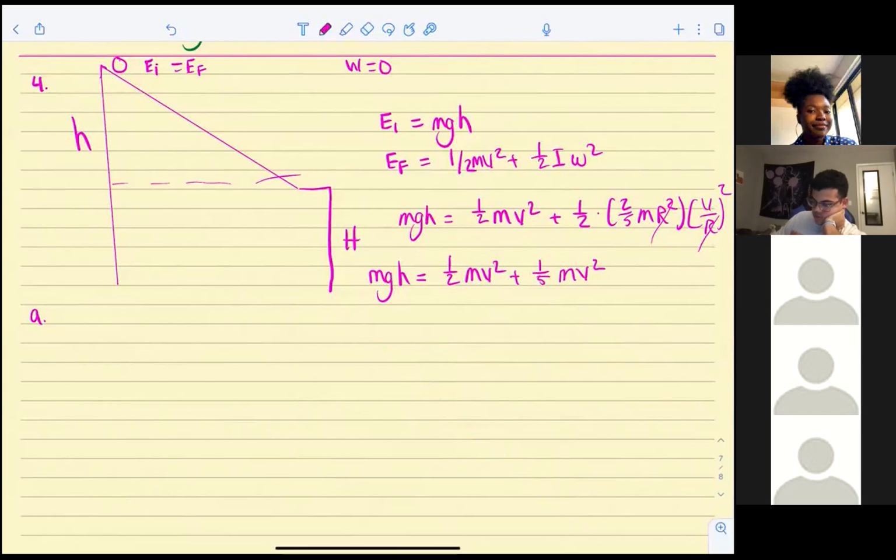So, you know, this is just solve for V. This is really simple, right? You get gh equals 7/10 V squared. Does that make sense? Yeah, V squared. Solve for V.